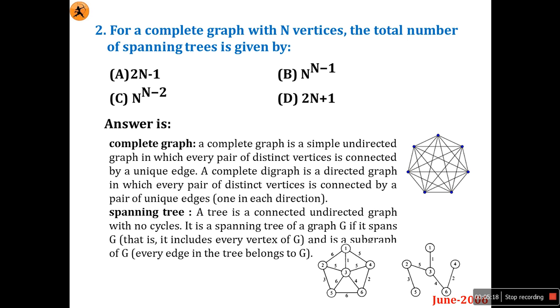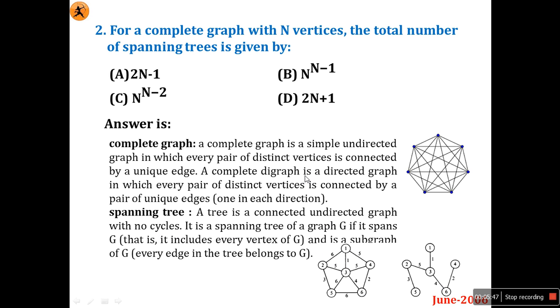It is a subgraph of a graph, which means a spanning tree is generated from a graph. So a spanning tree is a connected undirected graph with no cycle. It is a spanning tree of a graph G if it spans G, meaning it spans from the start vertex to the end vertices connecting with only a single edge. This is generated from the graph as a subgraph.